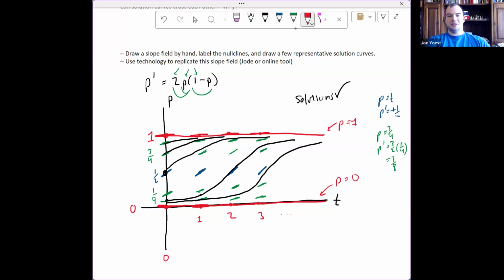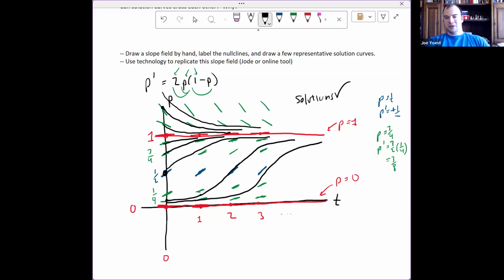Now, similarly, if p is bigger than 1, then we know the slopes are negative. If p is a little bigger than 1, the slope will be a little bit negative. It's an autonomous equation, so I can just copy my work left to right. And I can see that solutions that start up here decay to p equals 1. Looks almost like an exponential decay up here.